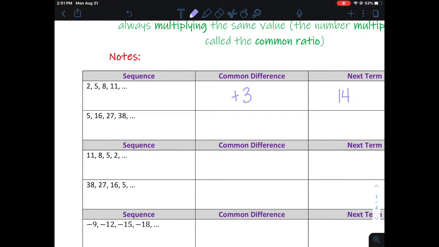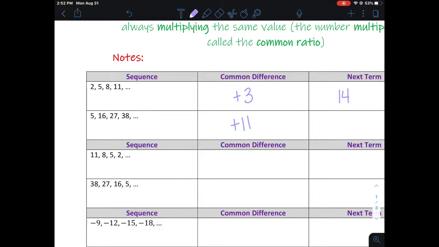Okay, next sequence. 5, 16, 27, 38. Again, adding. What do we add from one number to get to the next? Well, 5 to 16, I added 11. 16 to 27, I also added 11. 27 to 38, again, adding 11. So plus 11 to get to the next term. Now, what will our next term be? 38 plus 11 will give us 49.